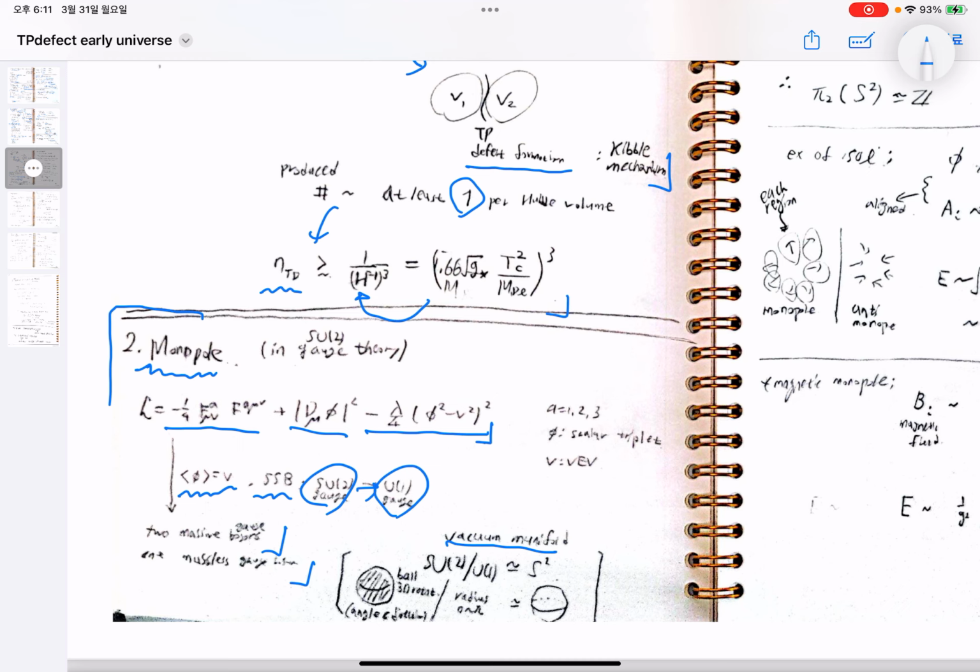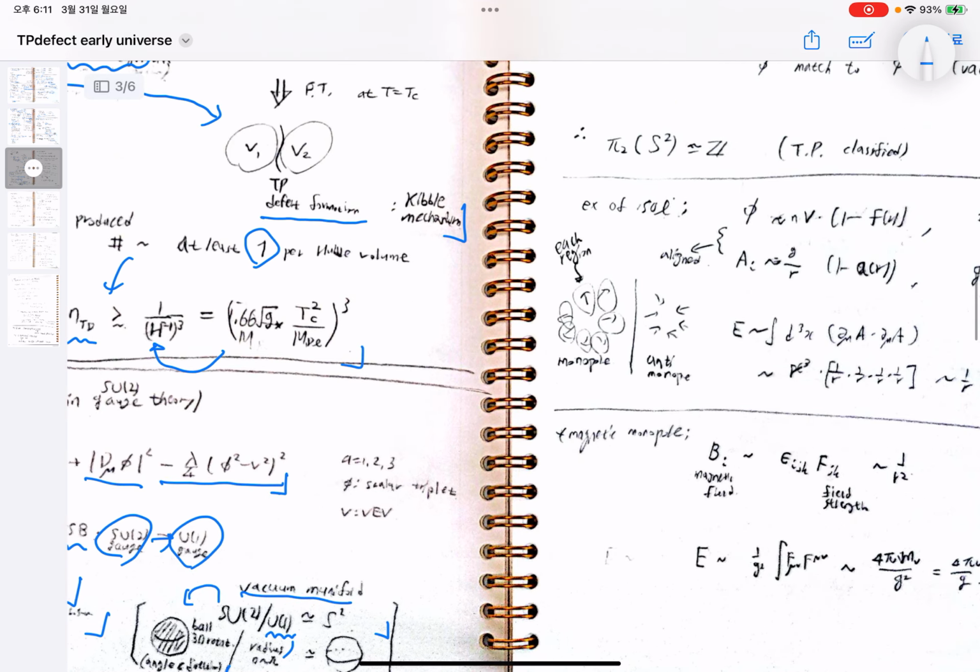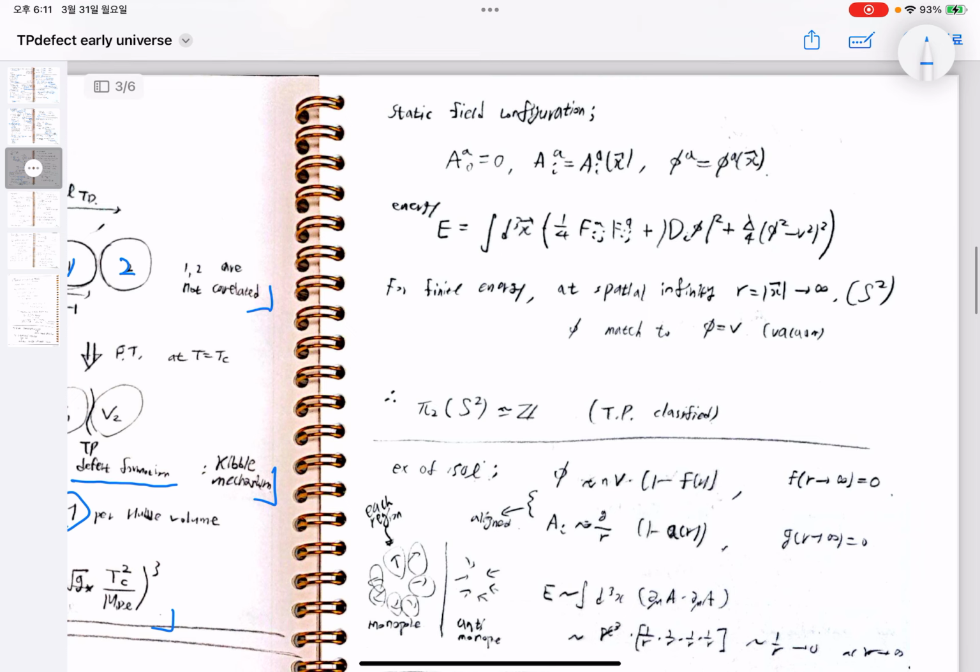This is equivalent to S2. Because S2 is given by the ball with 3D rotations, there is one degree of freedom in the angle and two degrees of freedom in the direction. And the U(1) is given by the radius as the radian angle. So SU(2) over U(1) gives just S2, which is the two-sphere.